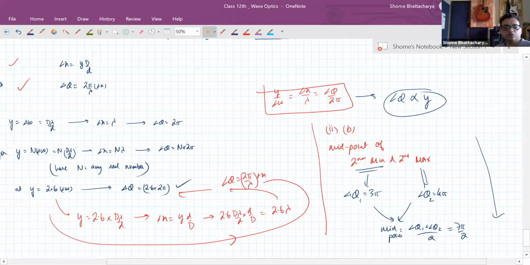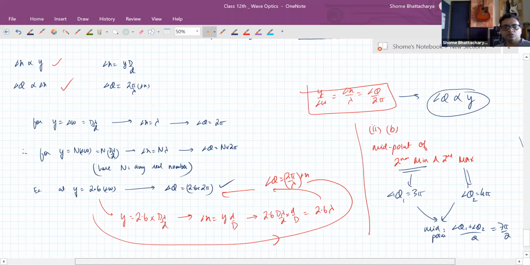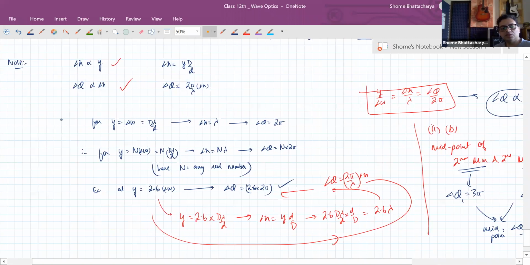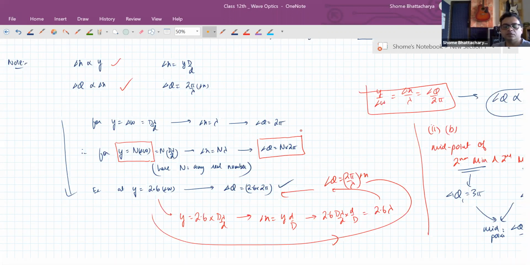Now similarly, we can also do the C part, which I'll come to. But just make a note of this thing first. This is very important. So finally, this relation: if your position on the screen is some multiple of delta w, or the fringe width, then at that position your phase difference is the same multiple of 2 pi. It's very simple. Any factor into the fringe width, it's that same factor into 2 pi. The phase difference will become the same factor into 2 pi.